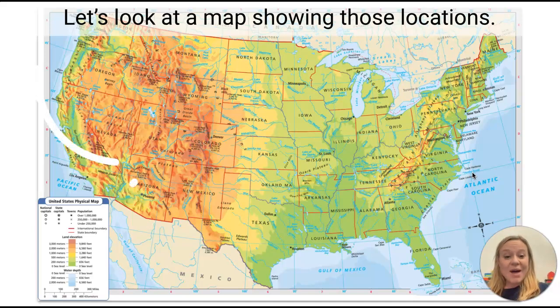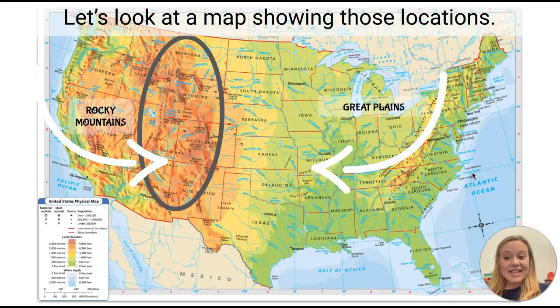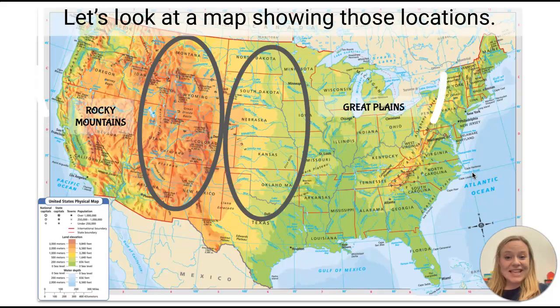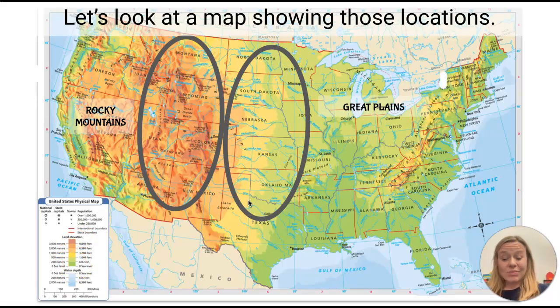So let's look at this map. We learned in our last lesson that the Rocky Mountains fall in this area, and the Great Plains are just to the east of the Rocky Mountains in this area. So we can have some pretty notable differences if we look at the elevation of these two areas. We learned about the elevation: the high points are those dark red places, and the low points are the green places and the yellow places. So we can see some pretty notable differences just looking at this map.